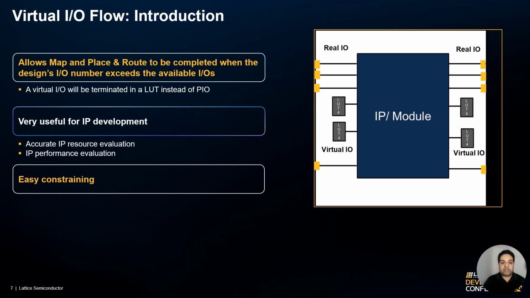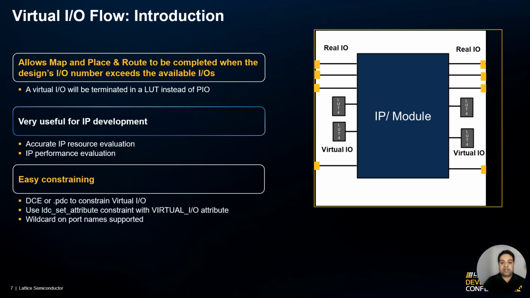Another benefit of using Virtual I/O flow is that it provides easy constraining. You can easily apply design constraints to your design using the device constraint editor or the physical design constraints files using Radiant. This helps in managing the virtual IOs more effectively. You can use the LDC_set_attribute constraint with the virtual IO attribute to manage the virtual IOs. This also supports the use of wildcards on port names, making it easier to apply constraints to multiple ports at once.